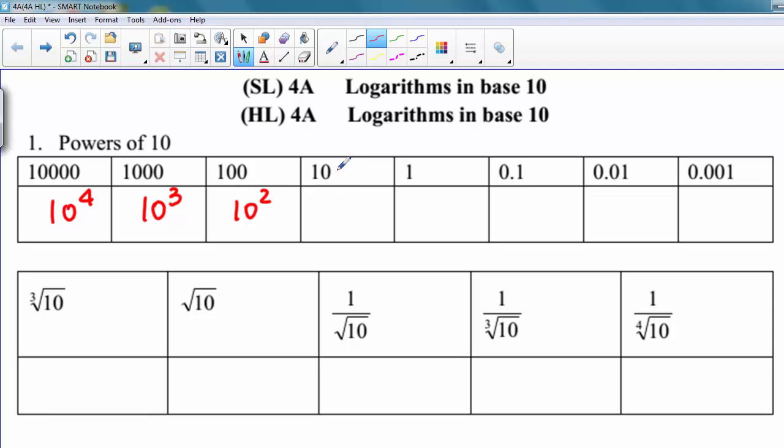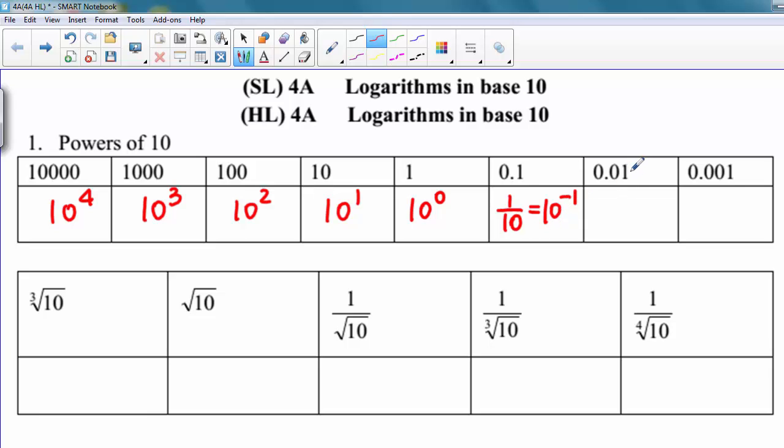This one, 10, means it's 10 to the power of 1. And we all know 1 means 10 to the power of 0. For 0.1, this one is the same as 1 over 10. If I use a power of 10 to represent 1 over 10, we need to use the negative exponent. This one is 10 to the power of -1.